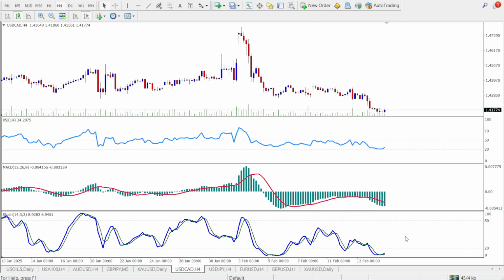So how do you use it? One of the best signals comes from stochastic crossovers, right? Which is when the percentage K line crosses the percentage D line from below 20. Now the percentage K, let's just look at that.